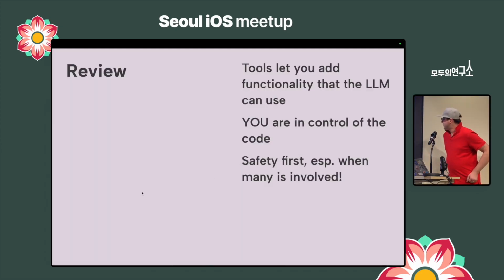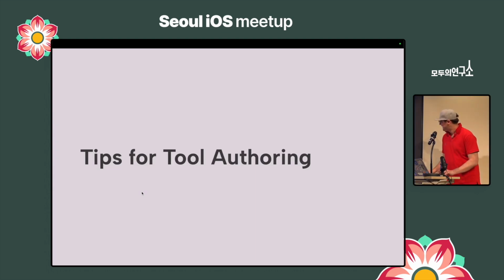Okay, so a quick review of tools. Tools let you add functionality that the LLM can use. You are in control of the code. You can write whatever you want in there, and you should probably be thinking very hard about safety. So if BetaShares is using this, they probably don't want to just randomly go and buy shares on someone's account or something like that. So make sure that you have the appropriate safety checks involved.